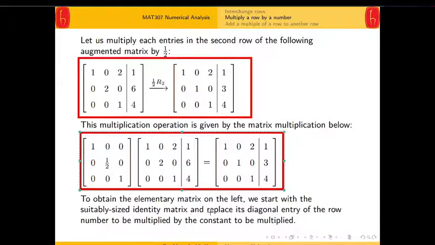and then replace the diagonal entry of the row number to be multiplied by the constant. The constant is 1/2 and the row number is 2, so the second row will be multiplied. So the second diagonal entry of the identity matrix is replaced by the number we are about to multiply, so this is 1/2. Okay, so we can obtain the elementary matrix on the left this way.